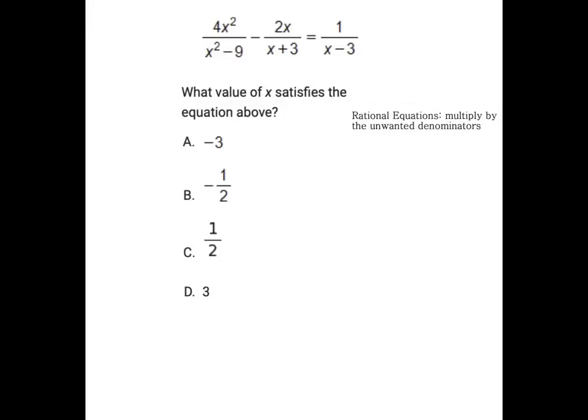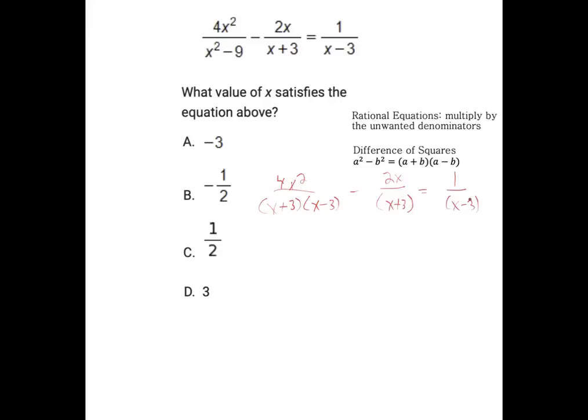The x squared minus 9, that's a difference of squares. So you want to be really familiar with that format. If you have two perfect squares with a minus sign in between, it's going to factor to the square root of each piece with a plus and a minus. So x squared minus 9 is going to factor to x plus 3, x minus 3. So we're going to have 4x squared over x plus 3, x minus 3, minus 2x over x plus 3, equals 1 over x minus 3.